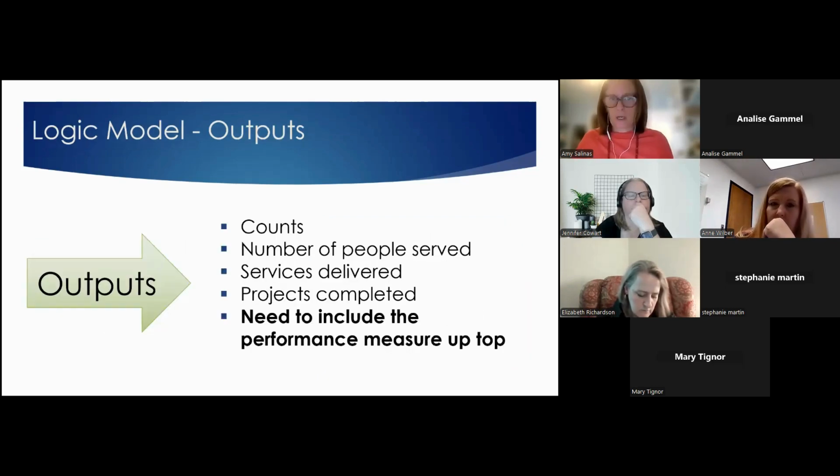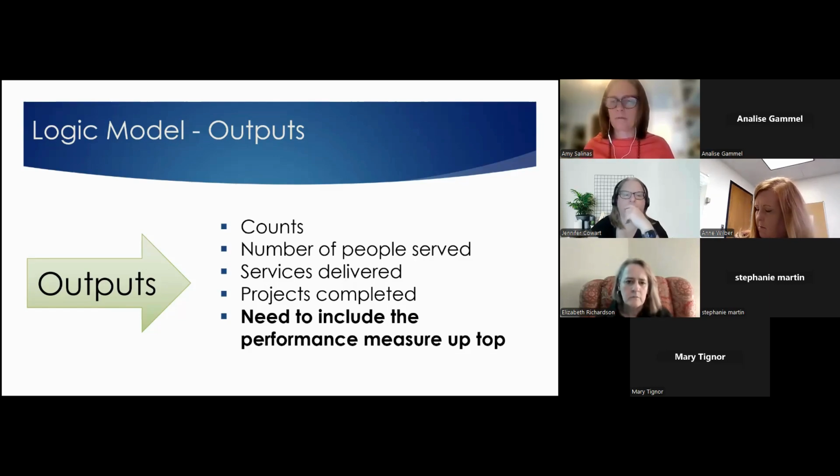Then there's the output column. That is representing counts only. Number of people served, number of things delivered or developed, number of projects completed, number of events coordinated. It's just counts. Okay, it's nothing about the change. And this is like everything you hope to see happen as a result of all those activities you listed.